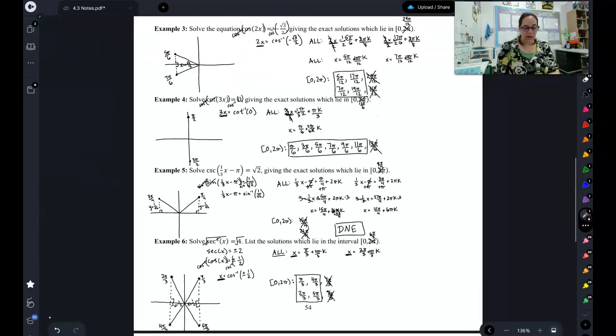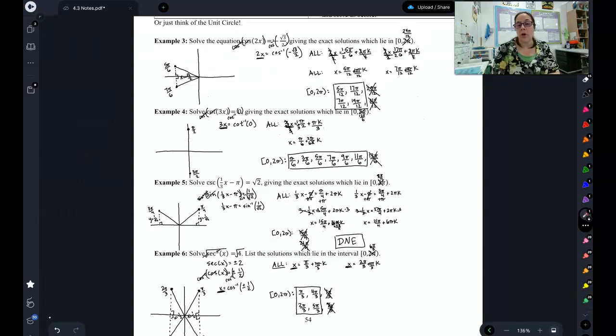So that is some examples of a little bit more complicated trig equations that are on the unit circle. For the last video for this lesson, we have 2 more complicated trig equations that are not on the unit circle. So get your calculator back out. We're going to go back to some calculator problems.